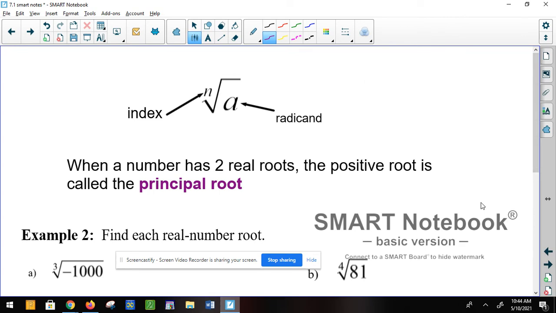All right, some definitions here. In a generic radical, the number up here is the index. That's telling you how many times you're breaking down the number on the inside. The number on the inside is considered the radicand. The whole thing together would be considered the radical. Right? When a number has 2 real roots, the positive root is called the principal root.